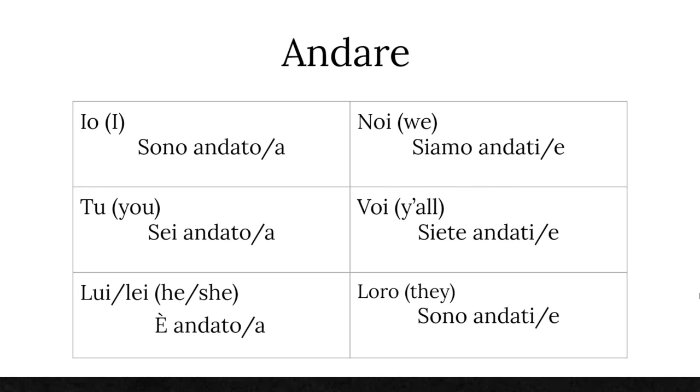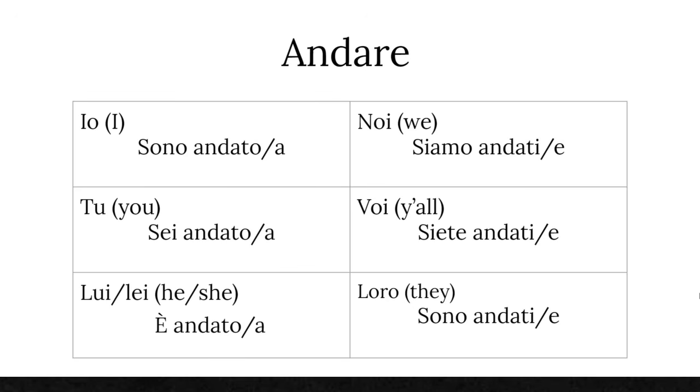Example, andare. Okay? So here you might see some differences because when we use the verb to be for intransitive verbs, then you need to match the past participle. Is it a woman talking? Is it a man? Is it a group of women or is it a group of men? So let's see it.